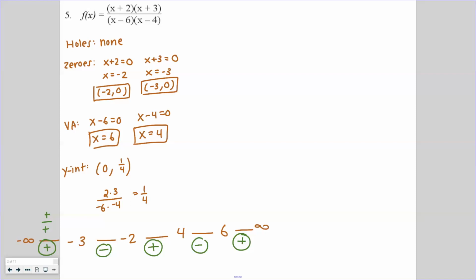And like I said, if the shortcut doesn't work for you, then continue just finding numbers in the intervals and evaluating the function for that sign. What happens though, is when I give you functions that have a lot of critical points, let's say there's like six zeros and vertical asymptotes total, you just have a lot of intervals to check.